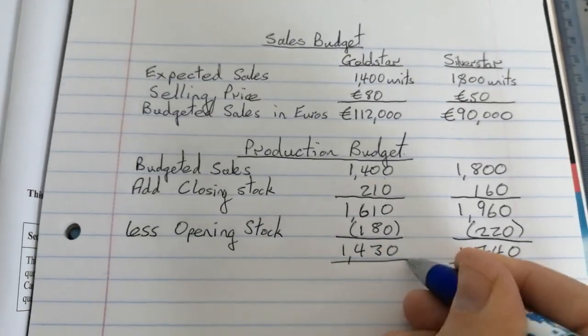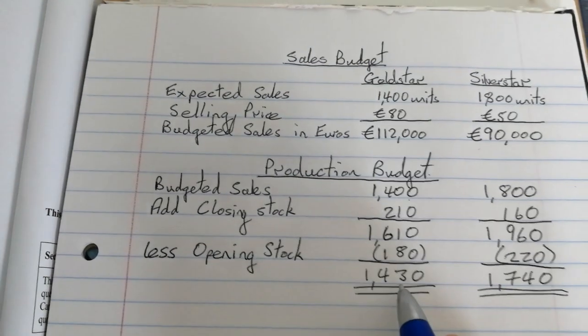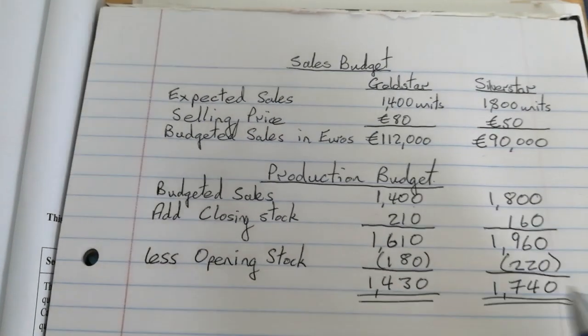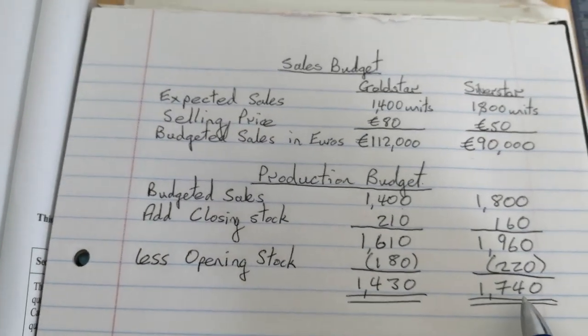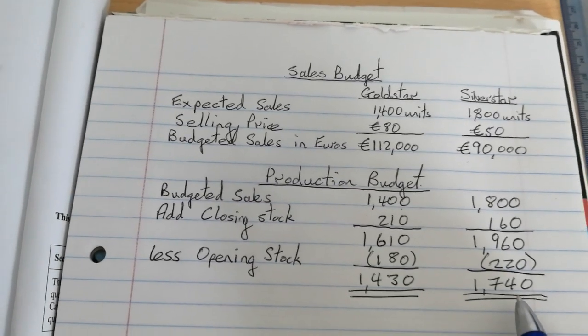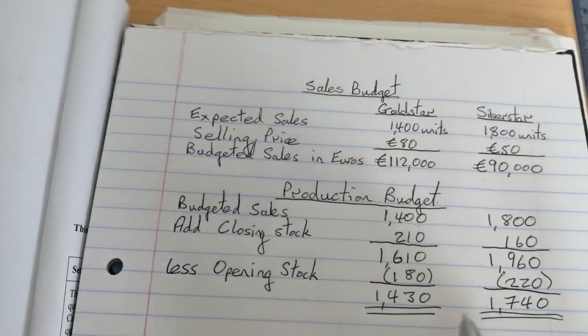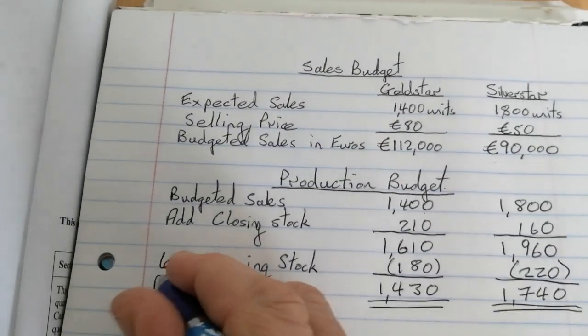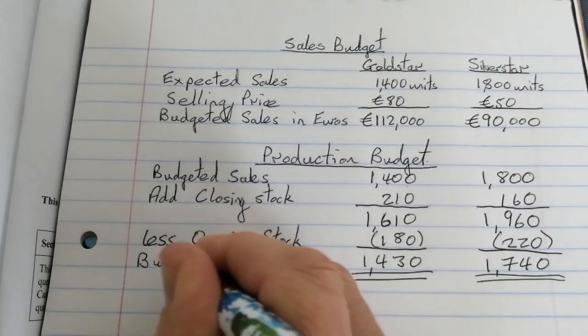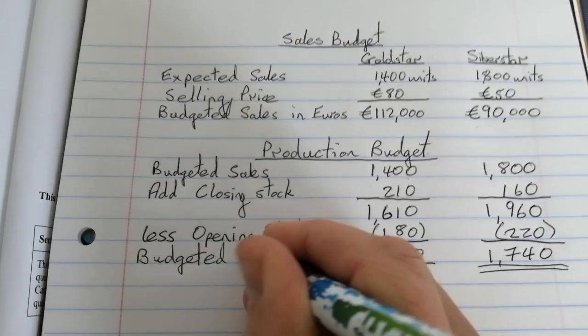And that's the end of my production budget. It's saying I need to manufacture 1,430 and 1,740 of these in order to sell the amounts and have whatever I want to have left over as well. So I call that budgeted production.